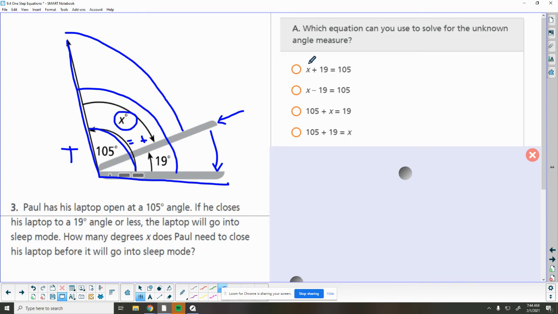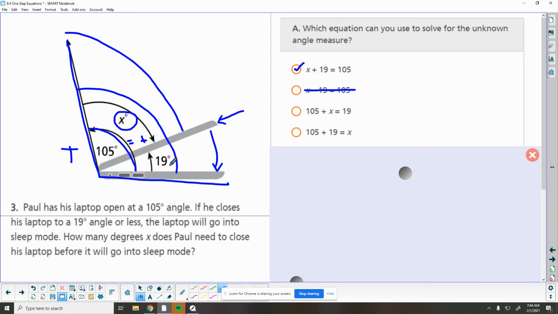So let's take a look here. We can add X and 19 and equal 105. That sounds good. Let's see if there's any others. Taking X minus 19, that's not going to work. Remember when we minus, we want our total to be at the front of the problem to say, this is what we have, this is what we're taking away. So X is not the total, so it can't be at the front of that equation.